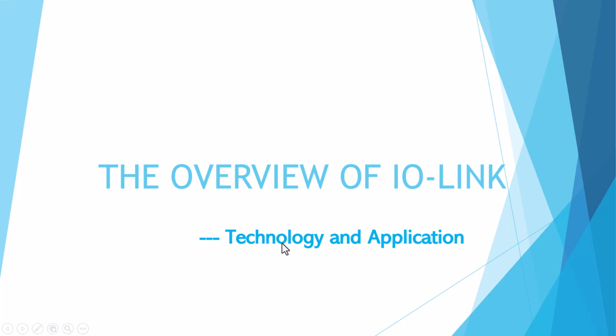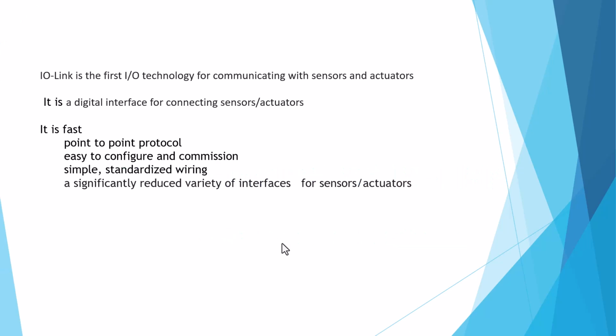Today we talk about IO-Link. IO-Link is an industrial communication protocol. It's fast. It's point-to-point communication. IO-Link is the first I/O technology for communication with sensors and actuators. It's a digital interface for connecting sensors and actuators.